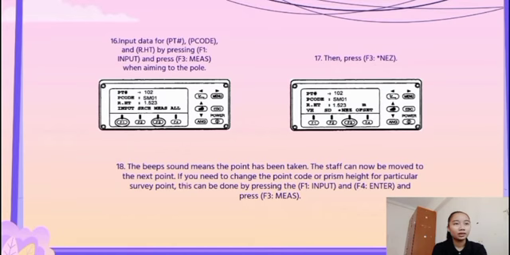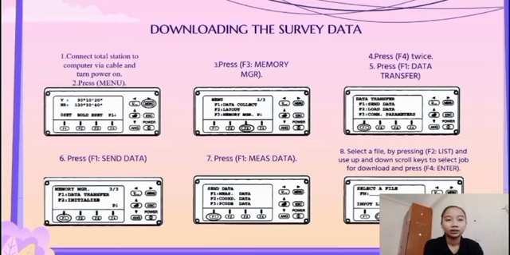Then press FE and EZ. 18. The beep sound means the point has been taken. The staff can now be moved to the next point. If you need to change the point code and prism height for a particular survey point, this can be done by pressing F1 input and F4 enter and press FE measure.